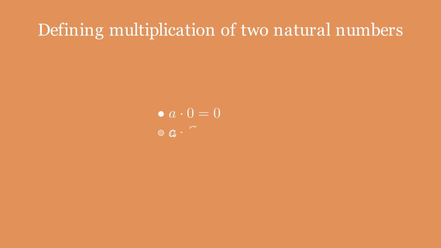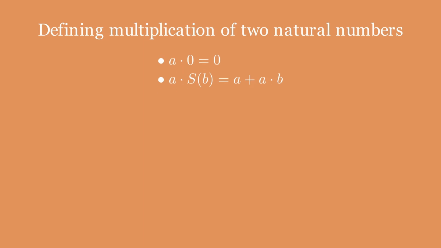Next, define a multiplied by the successor of b to be a plus a multiplied by b. This recursive rule reduces the problem of multiplying a by the successor of b to the simpler problem of multiplying a by b and eventually by 0, which we know to be equal to 0.